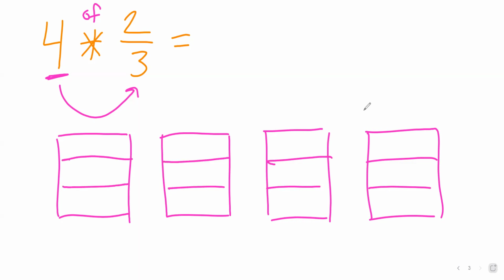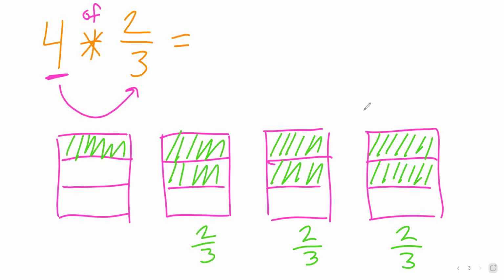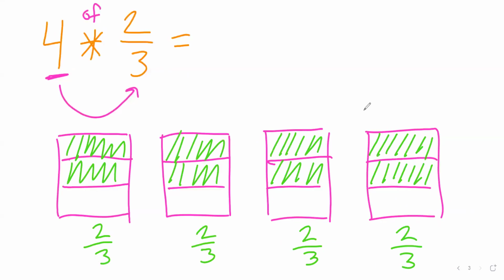And I'm going to shade in 2/3 of each one. So this says 2/3. And this says 2/3. And this says 2/3. And this says 2/3, right? So if we were to think about that, 4 groups of 2/3, just like we thought about these like 4 groups of 2, right? We know that we're really just putting all this stuff together. So let's actually put that together. I'm gonna actually do that math.